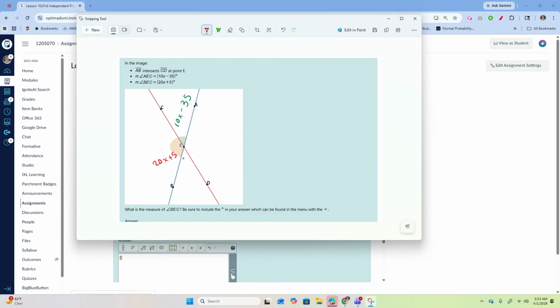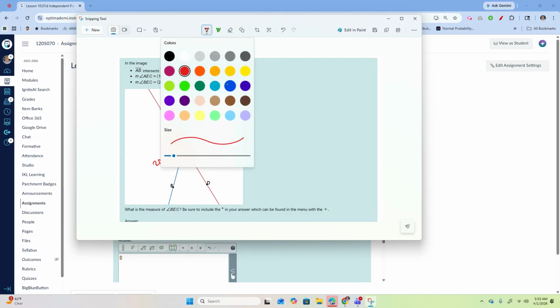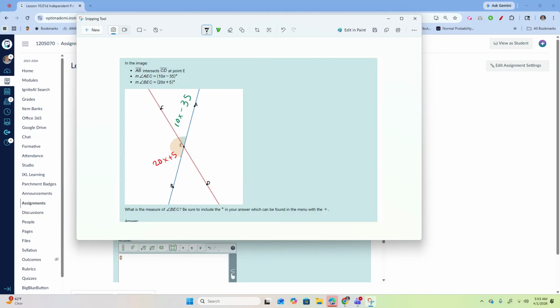Now, let me see if I can draw it. I'm going to draw it in black. All of this here is 180 degrees. You know what? Let me move the 20x plus 5 a little farther. So let me put it up here. 20x plus 5. And what I want to show you is that all of this, the green one and the red one together, is 180. That black arc that I did is 180.